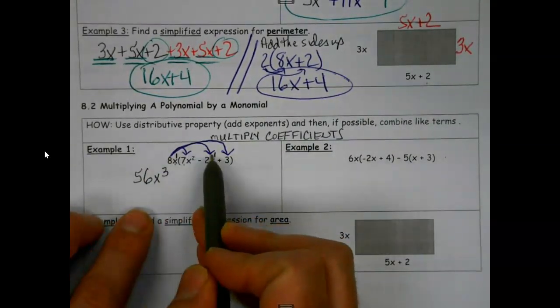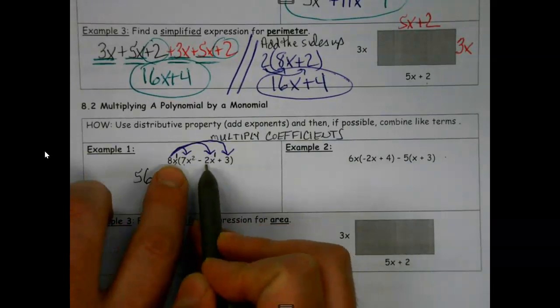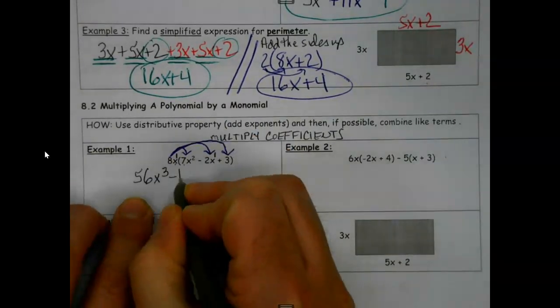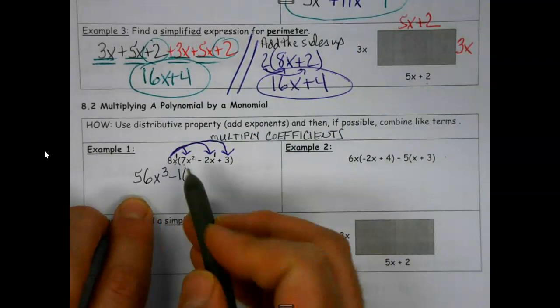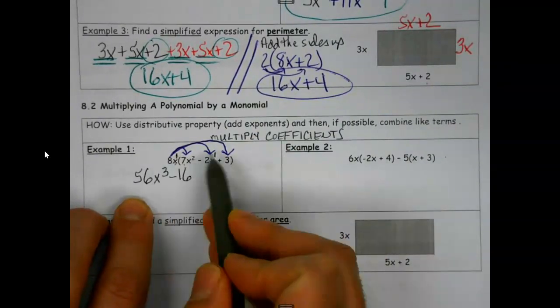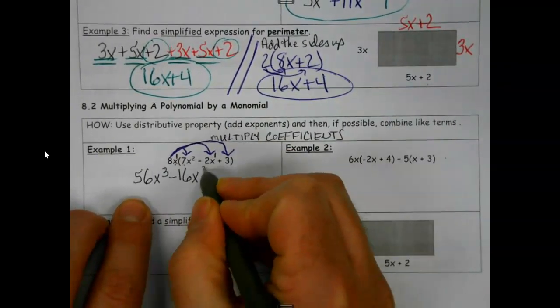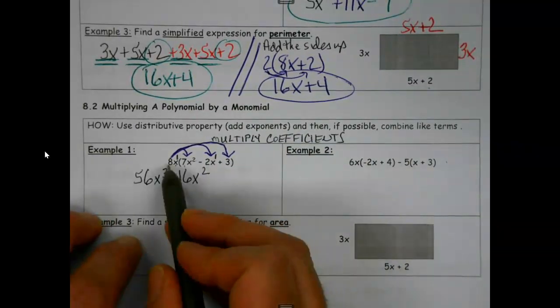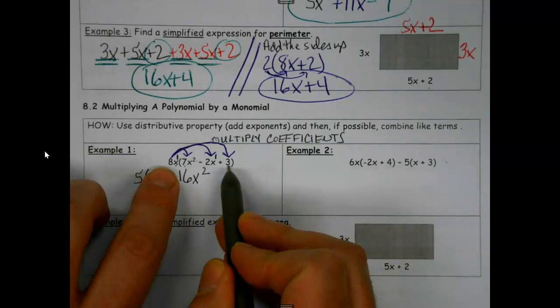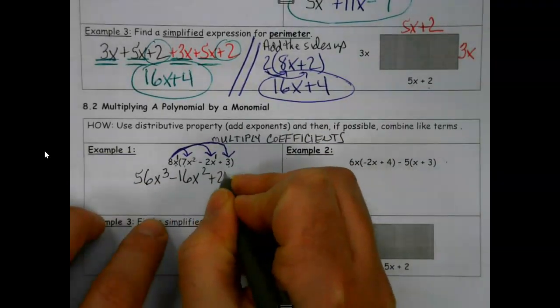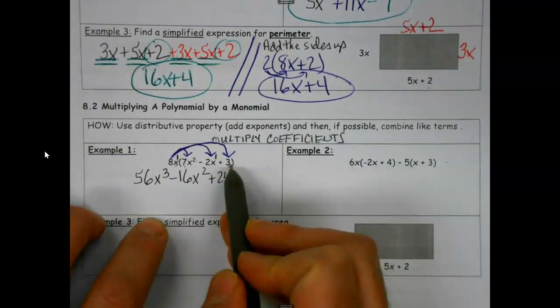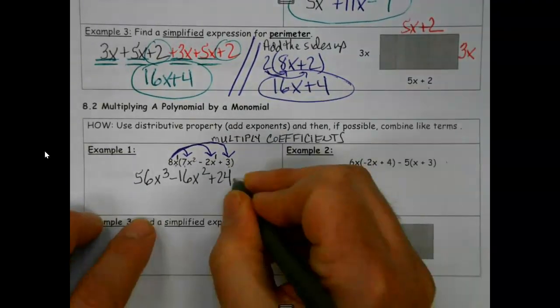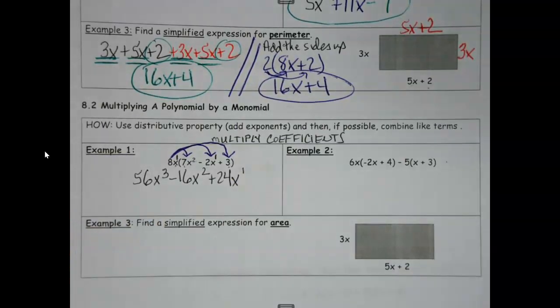And as I work my way through, multiply the big numbers, negative 16. Add the exponents. 1 and 1 is 2. Multiply the big numbers. 8 times 3 is 24. Well, there's no exponent for me to add here. It's just the x, or x to the first, okay?